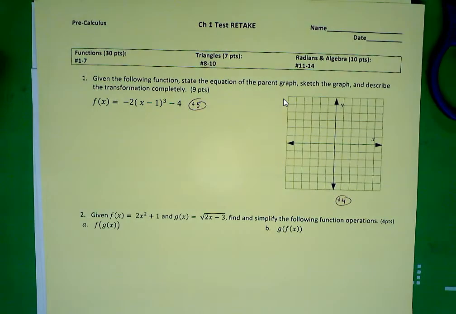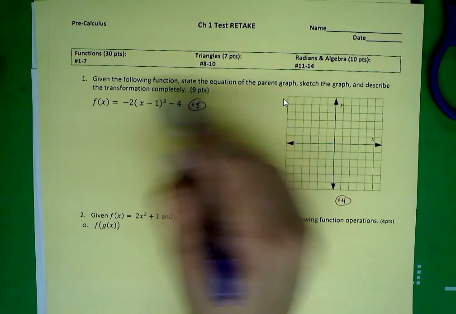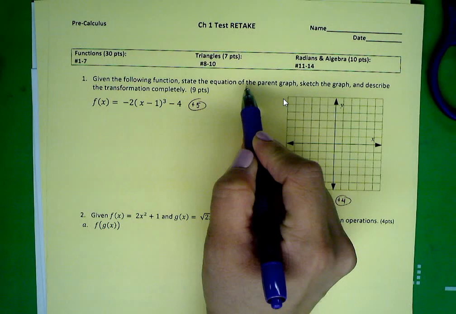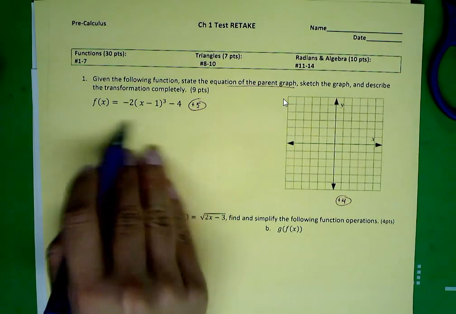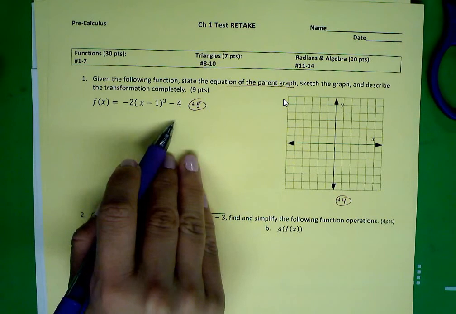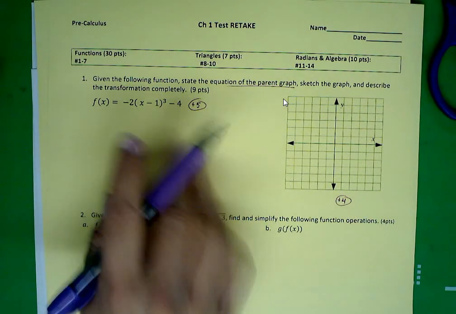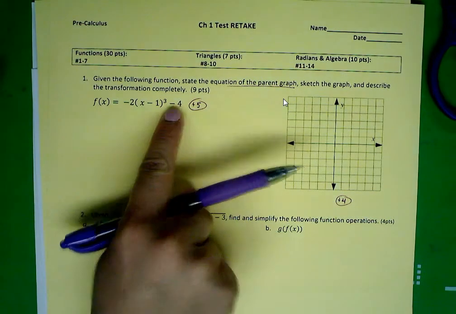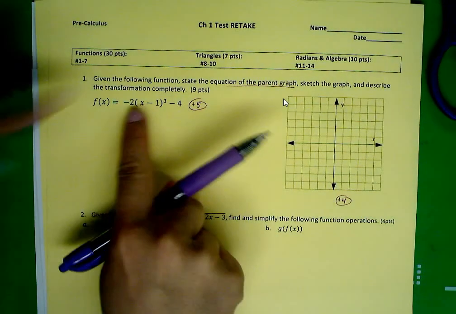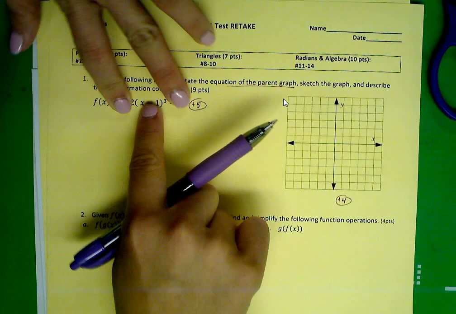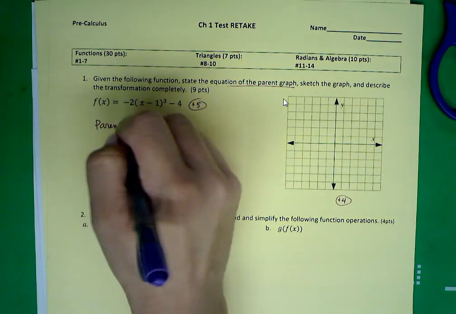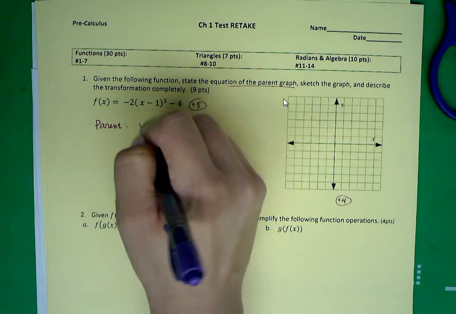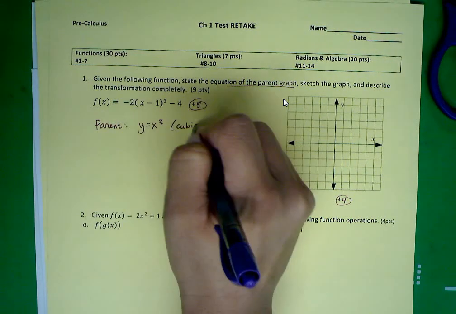First of all, you have to make sure you read everything carefully. It says, state the equation of the parent graph. What is the parent graph here? Cubic. Does everybody see how we can figure out that it's cubic? Yeah. Okay, because of this cube here. I mean, this is just a shift. That's a shift. That's a stretch. So if you take all of that away, what's left? X cubed, right? So the parent graph is y equals x cubed. In other words, it's a cubic function. Okay, that was the first point.